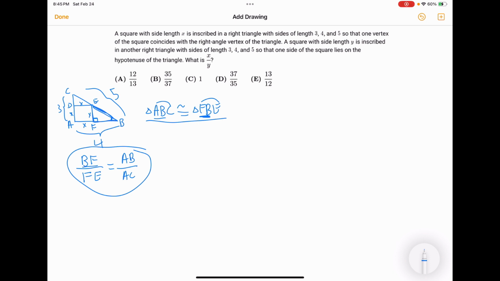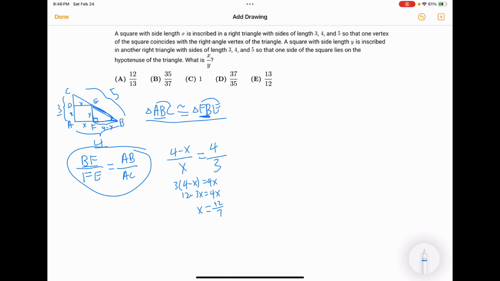Now we can plug the numbers into this equation. Because we set AB to be 4, BF would be 4 minus x, and FE is x. This would be equal to AB, which we set as 4, over AC, which we set as 3. Now we can just cross multiply. So we have solved for x: x would be 12 over 7.